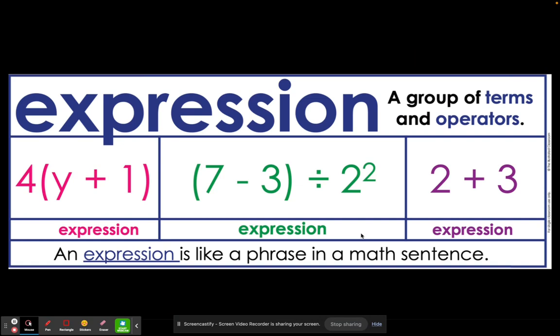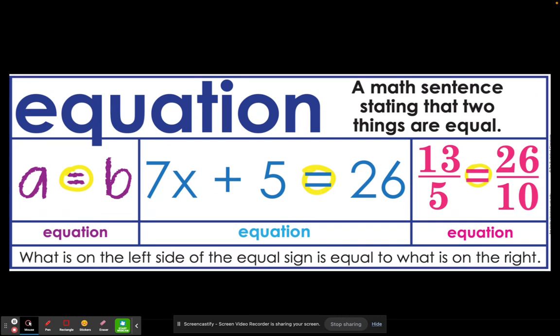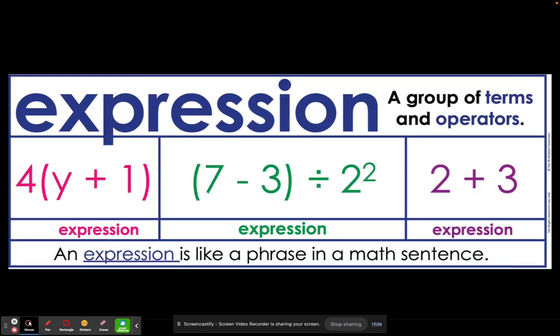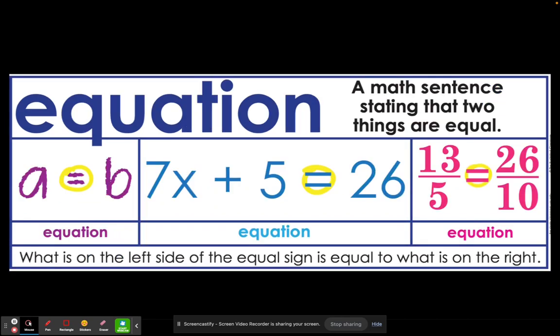What is an expression? Here is a page that has to do with expressions. Take a look at it real quick. And here's an equation. Expressions. Equations. What do you notice that is different between the two? Hint, it's circled in yellow on this page.